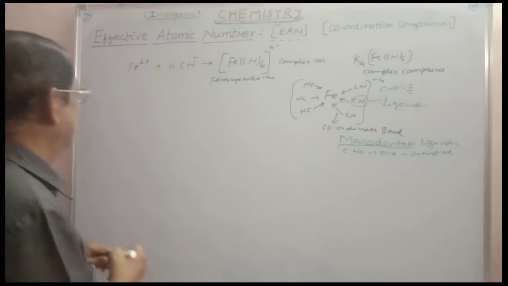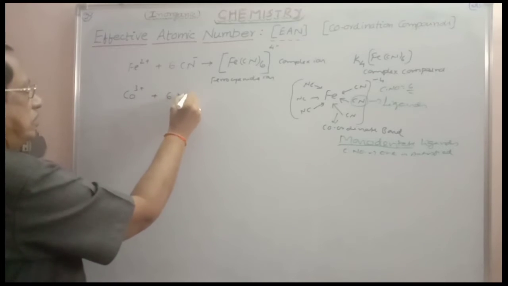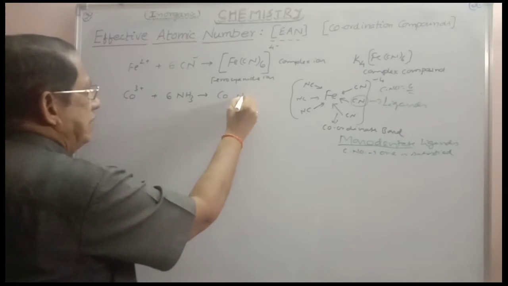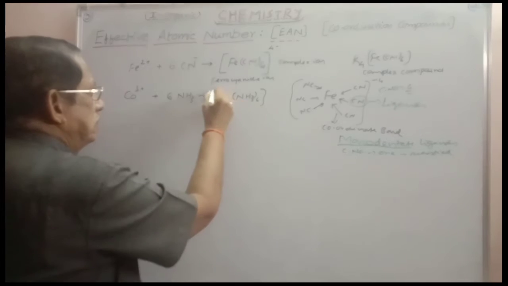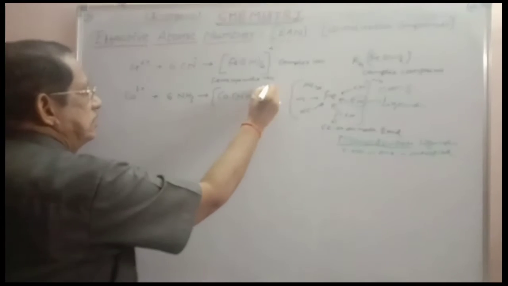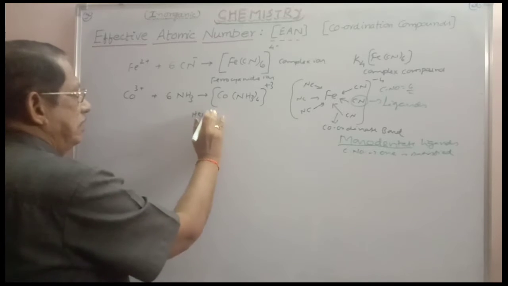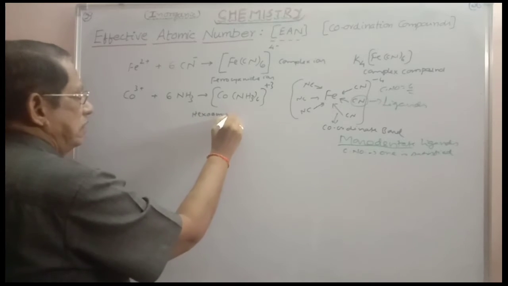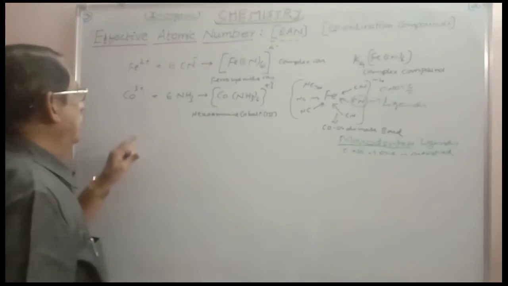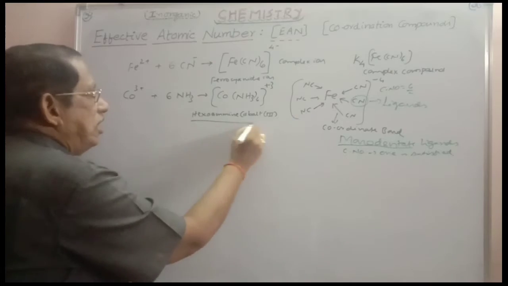Similarly, here we can take one more example like Co3+ plus 6 ammonia molecules. So this will give you [Co(NH3)6]3+, that is 3 plus 6 into 0 is 3 plus. So this is hexaamminecobalt(III) ion. This is the actual name. The oxidation number is represented side by side in brackets. So this is the ion.